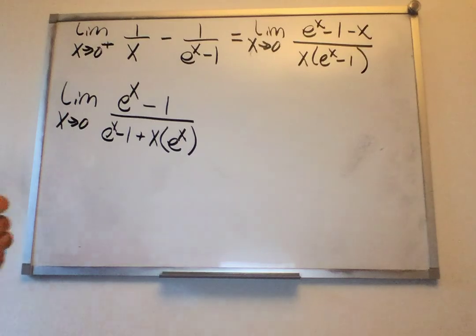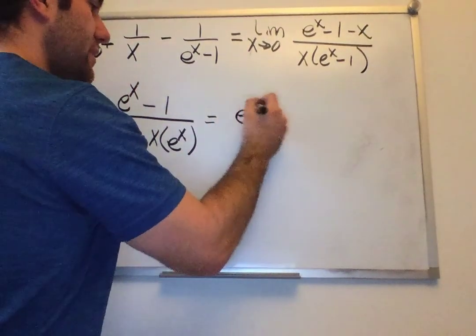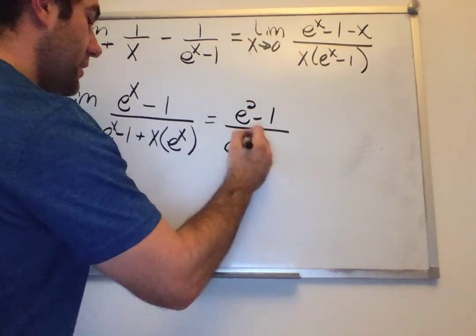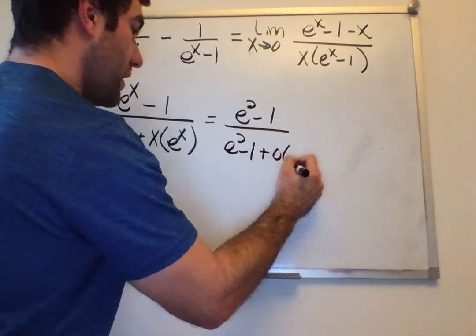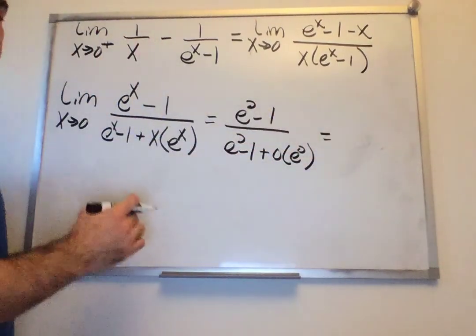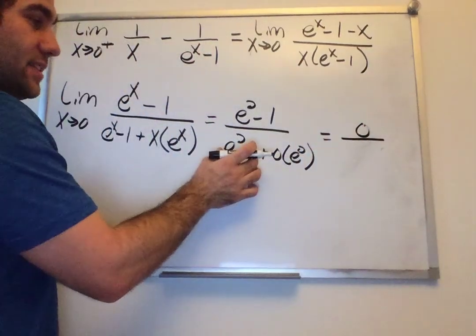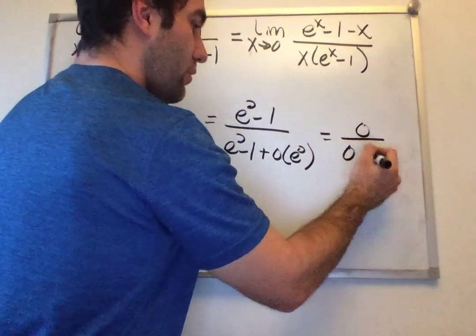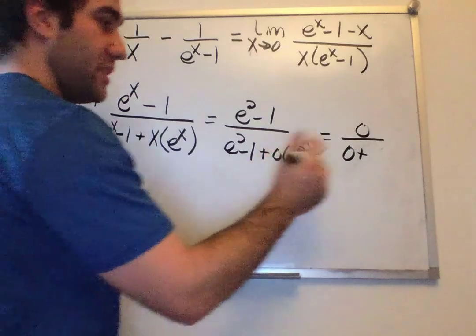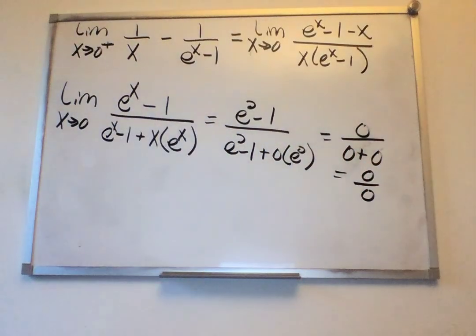Let me go ahead and take the limit now. I plug in e to the 0 minus 1, divided by e to the 0 minus 1 plus 0 times e to the 0. Well, from the previous steps, we know e to the 0 minus 1 is 0. Plus, this is 1 times 0, which is 0. We got 0 over 0 again. All right, so all that means is do L'Hopital's rule again.